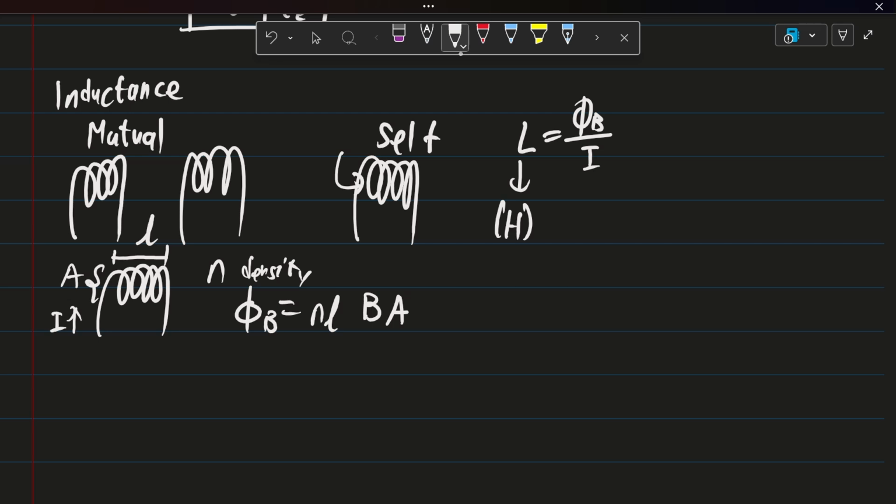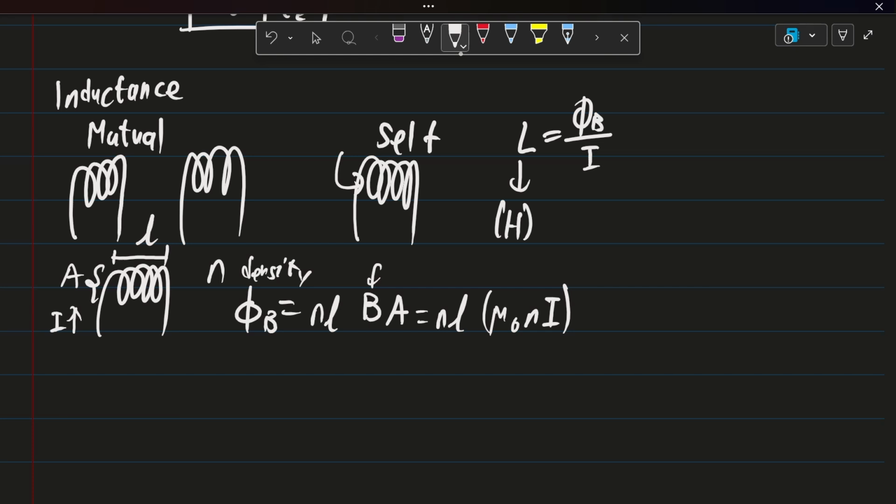But we could do better. We know the magnetic field, thanks to Ampere's law. We have already done this computation for our magnetic field, and it turns out that the value is mu0 N I.